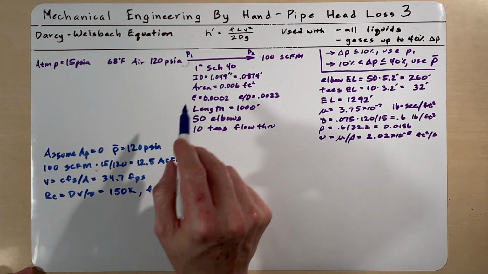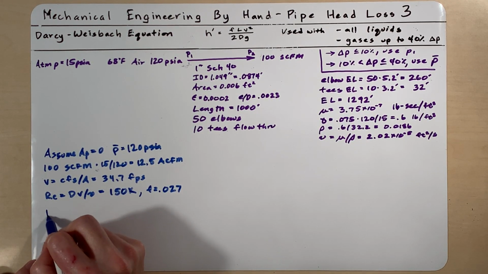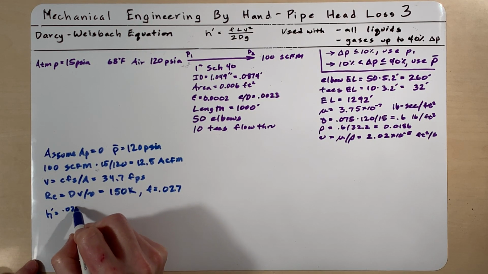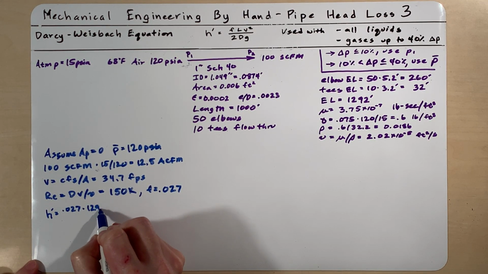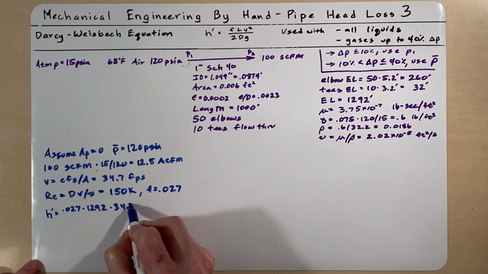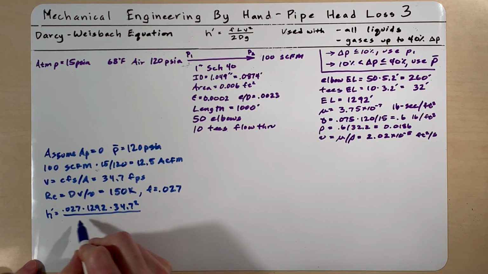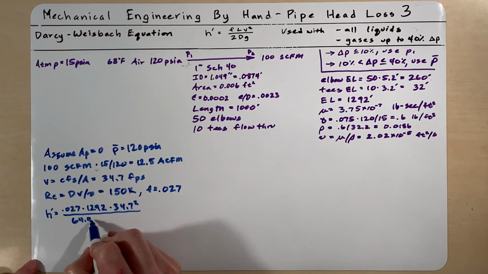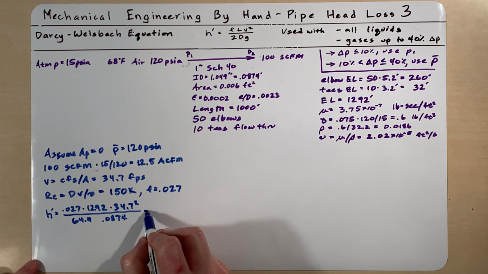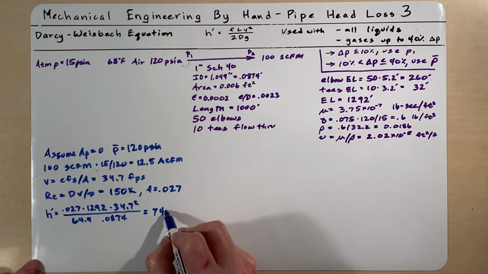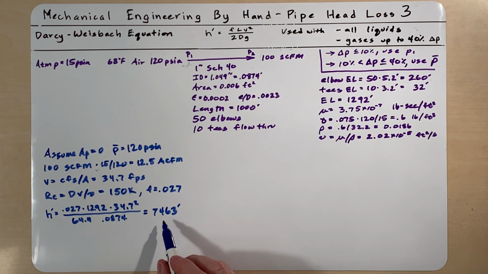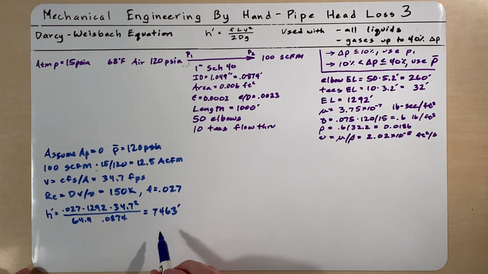Okay, so now we have everything to calculate the head loss. So that head loss in feet is 0.027 times 1292 times 34.7 squared over 2g, which is 64.4, and the diameter 0.0874, and that equals 7,463 feet. Okay, now we need to convert that to PSF and PSI.